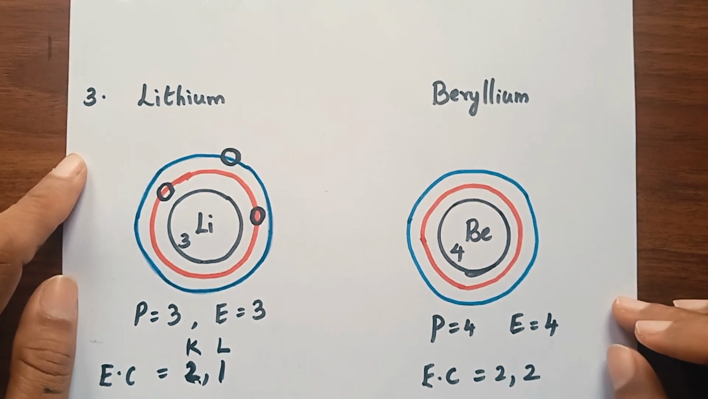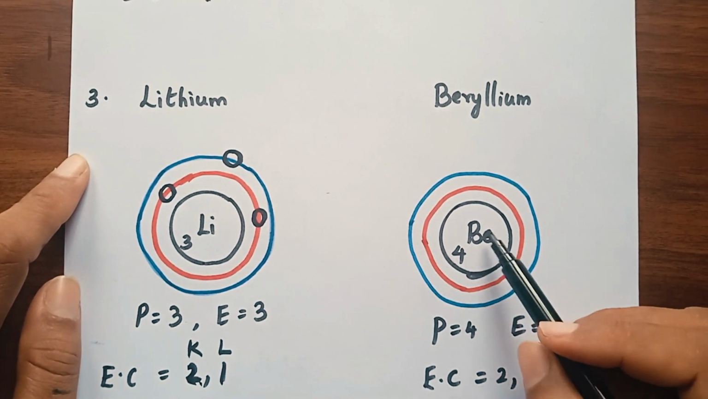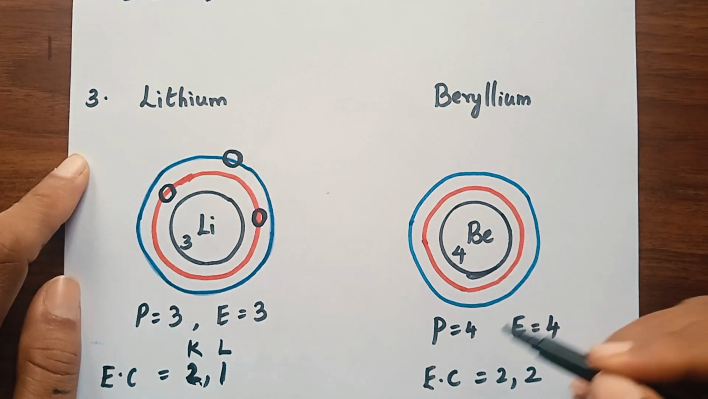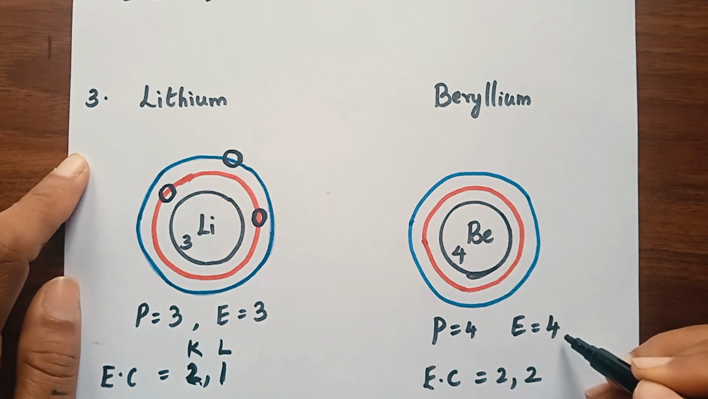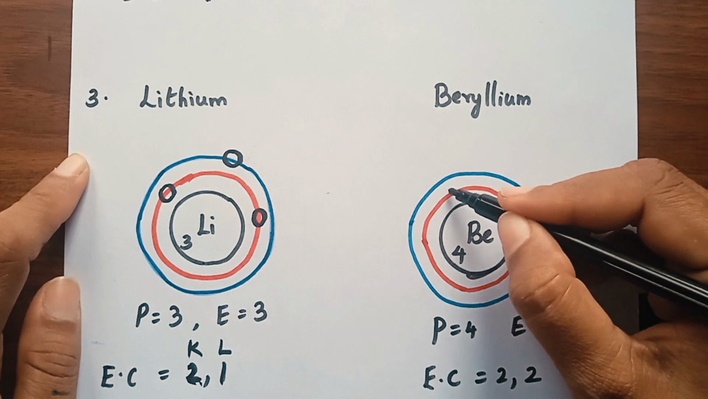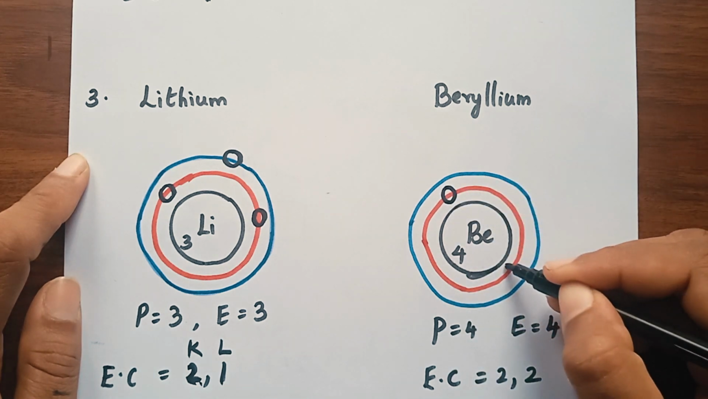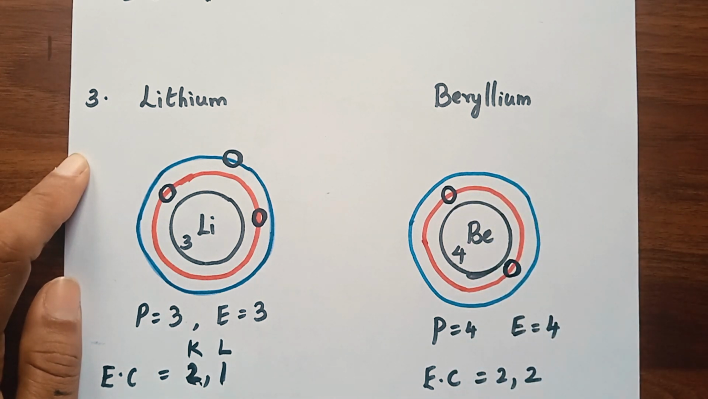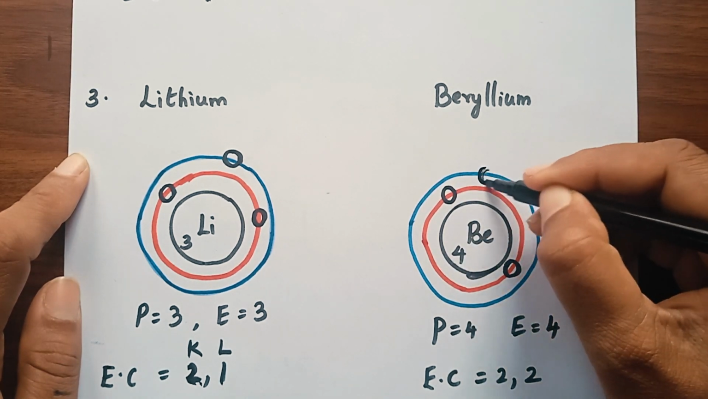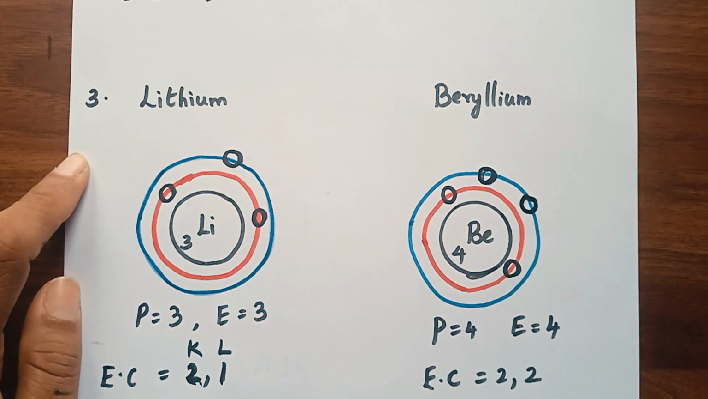Next we go for beryllium. The atomic number of beryllium is 4, so the total number of protons is 4 and electrons is also 4. First we fill the K shell, which can take 2 electrons. So 2 more electrons are there, and I am filling them in the L shell. The number of electrons in the K shell is 2 and in the L shell is 2, so the electronic configuration is 2, 2.